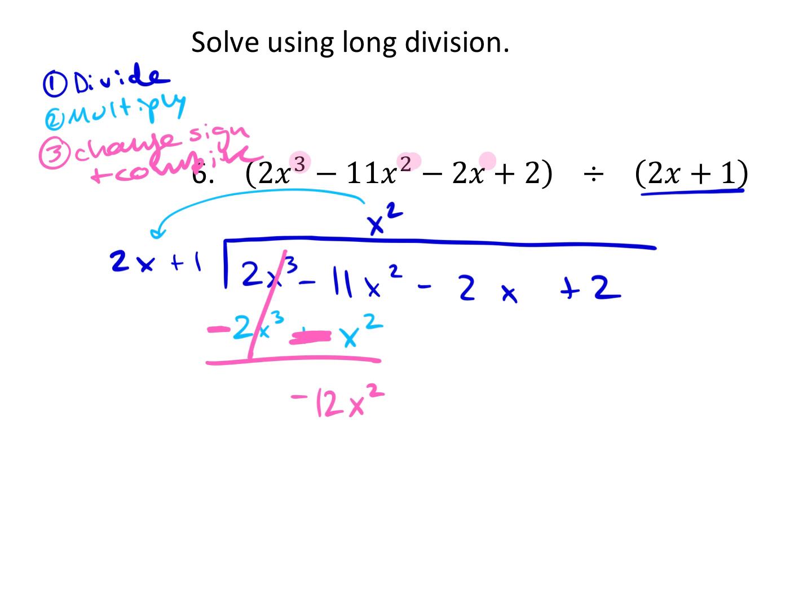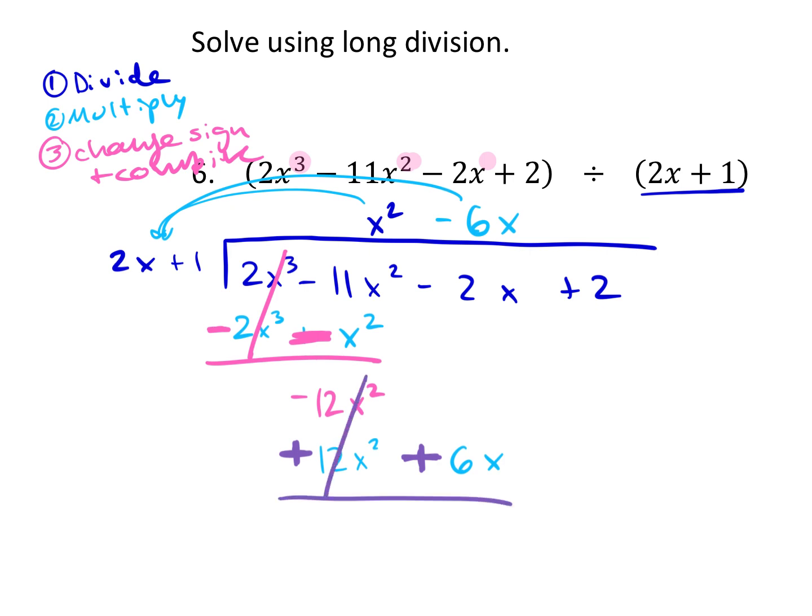Now we do it all again. We divide. What is negative 12x squared divided by 2x? Negative 6x. Then we multiply negative 6 times everything out front. So negative 12x squared minus 6x. What's next? Change the signs and combine. So the 12x squareds cancel. What is negative 2x plus 6x? 4x.